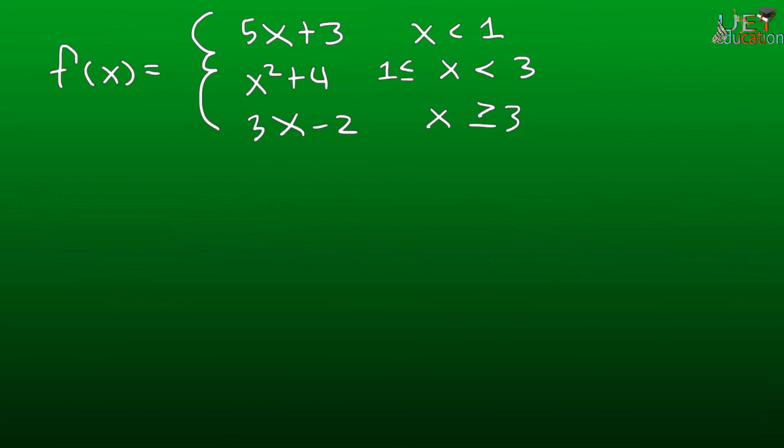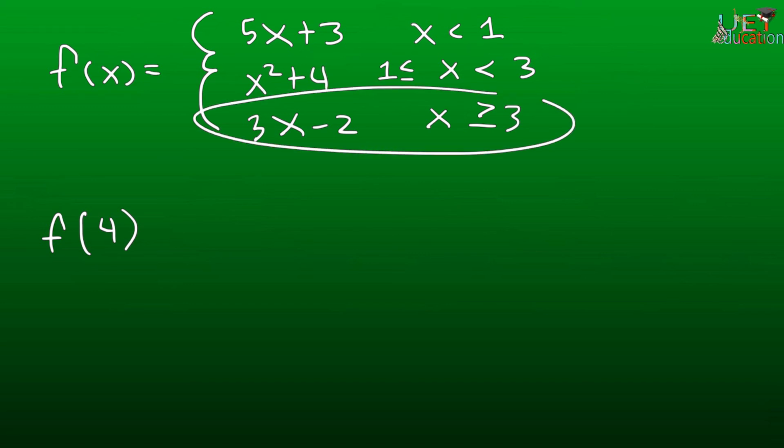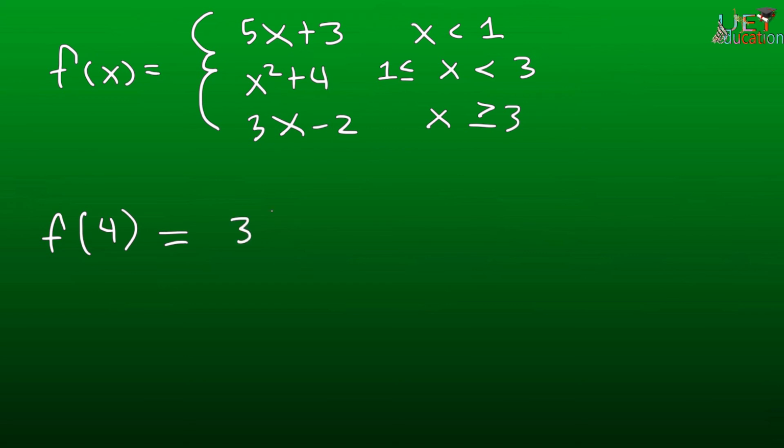Now, what if you're asked to find a function value at 4? What should you do? So x is 4 in this function because it's going to be greater than 3. So all you got to do is plug in 4 into 3x minus 2. And so that's 12 minus 2, that's 10.